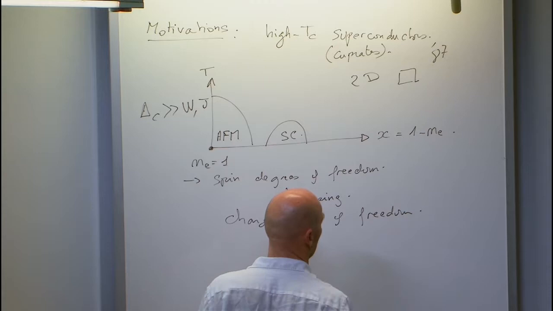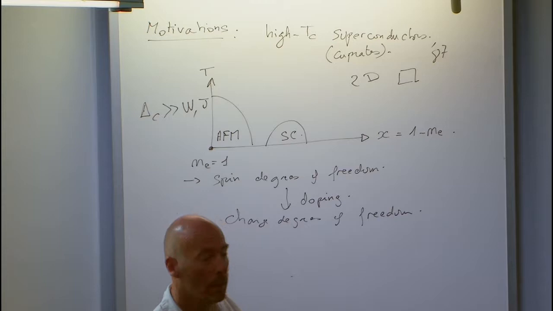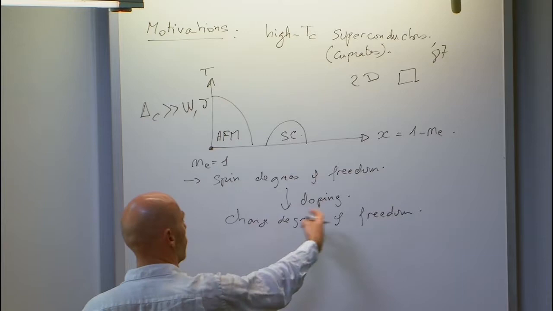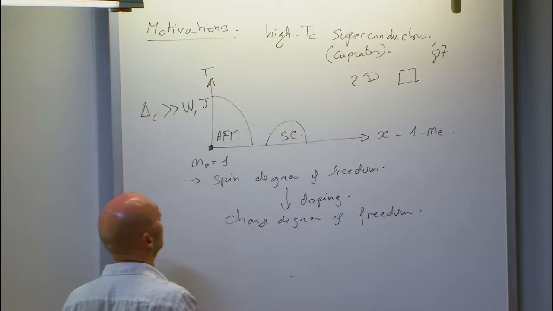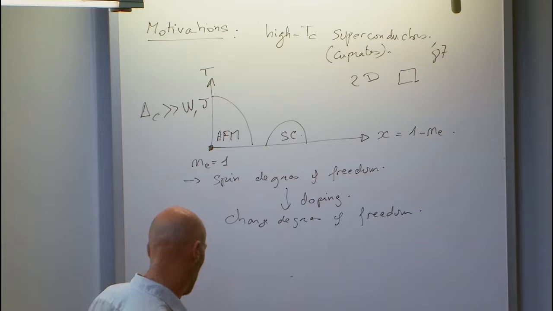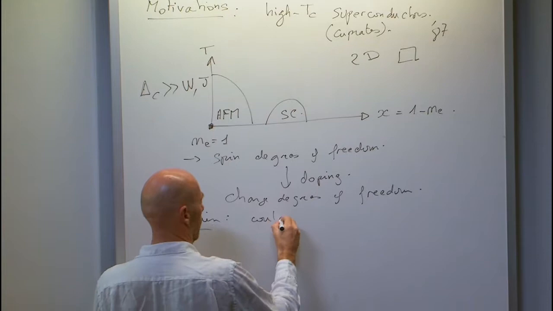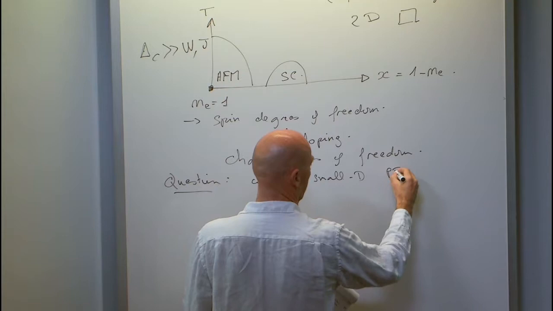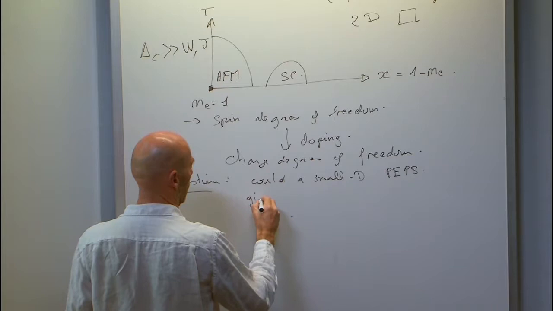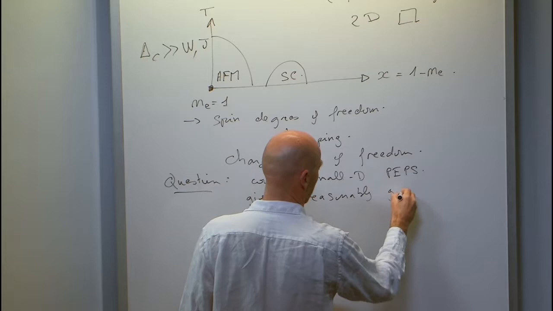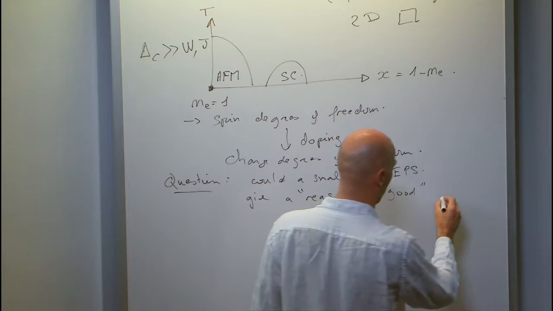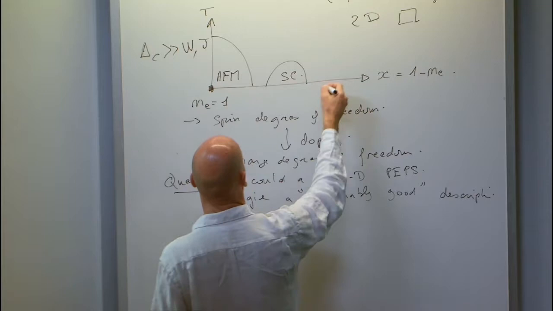And the goal is to try to see whether we can understand that with tensor networks and how we can actually introduce these charge degrees of freedom into the problem, assuming we have a tensor network description for the Mott insulator. Okay, so that's basically the goal. So the question is, could a small D PEPS, let's say, describe or give a reasonably good, so that's not clearly defined, description of what happens. And of course we are along this line, so we are really targeting the zero temperature regime, so really looking at the ground state properties.